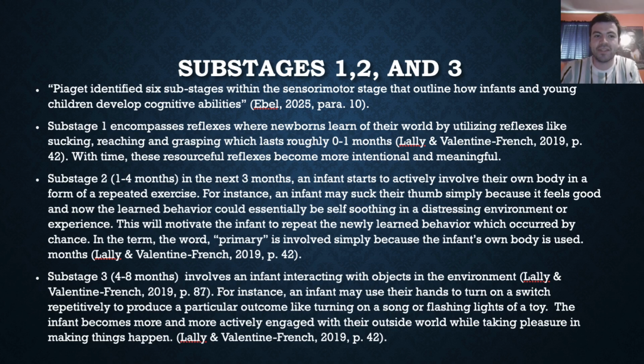Substage number 2 lasts about 1 to 4 months. In the next 3 months, an infant starts to actively involve their own body in a form of a repeated exercise. For instance, an infant may suck their thumb simply because it feels good, and now the learned behavior could essentially be self-soothing in a distressing environment or experience. This will motivate the infant to repeat the newly learned behavior, which would have occurred by chance. In the term, the word primary is involved simply because the infant's own body is used.